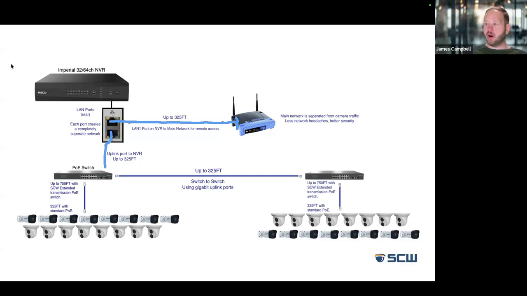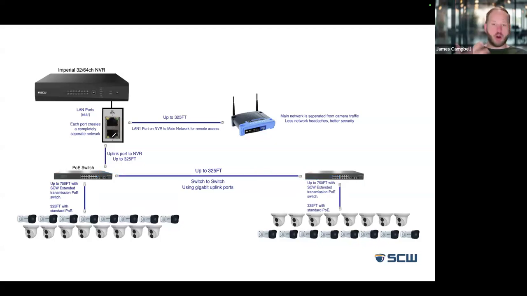So you don't have to worry about having 64 cameras you have to constantly refresh passwords and all that. It creates an isolated air gap network for you. Obviously there are other ways. This is a very simple diagram again here, but in this case, we're going from one switch into another switch and then into the NVR.